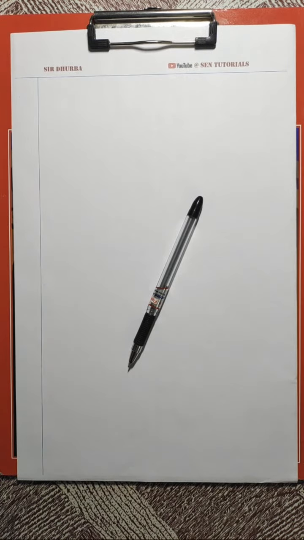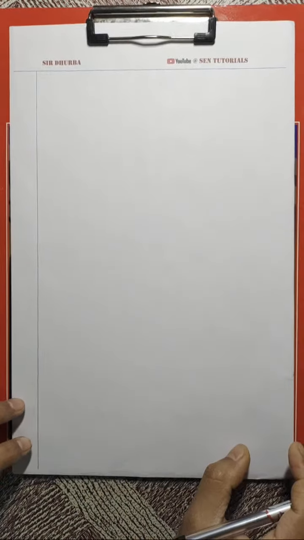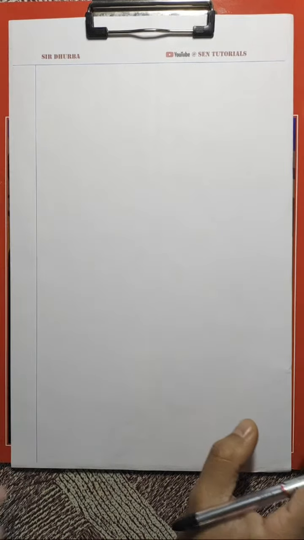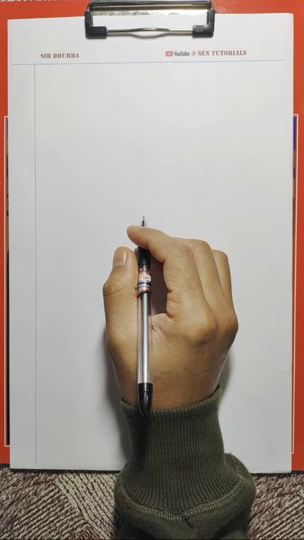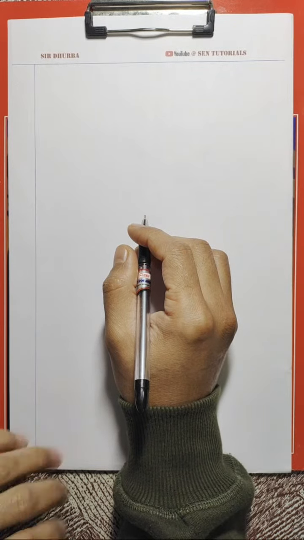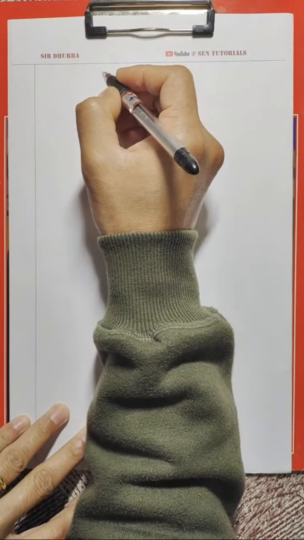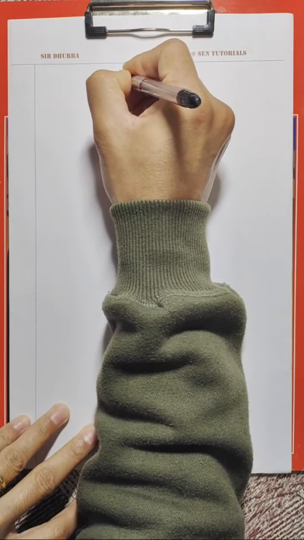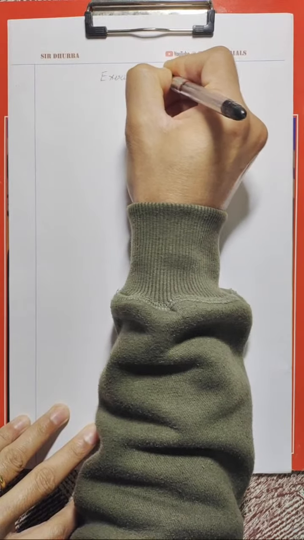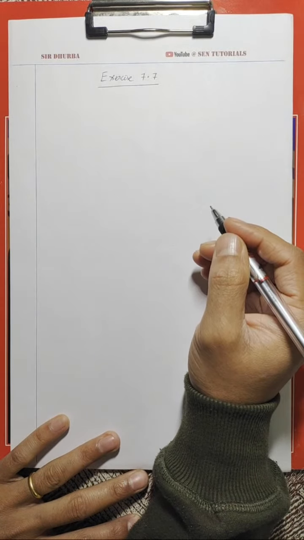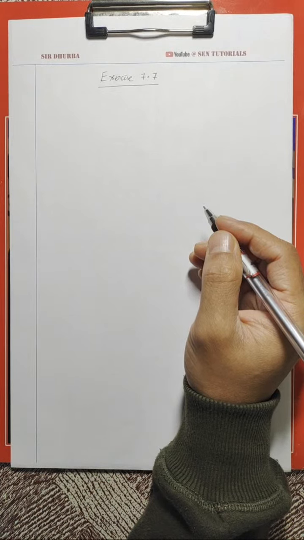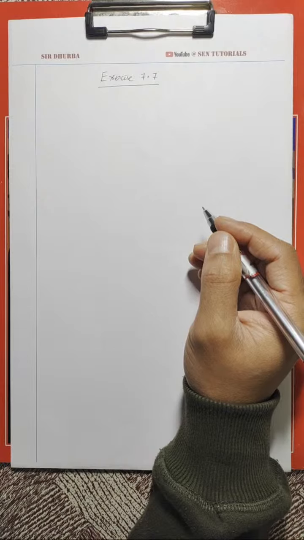Welcome. Let's begin with exercise 7.7. Okay, so this is not going to be a completely new exercise. This is a continuation of exercise 7.5, because in 7.5 we have done some special integrals, if you remember. So it's going to be a continuation of that integral only, exercise 7.7.